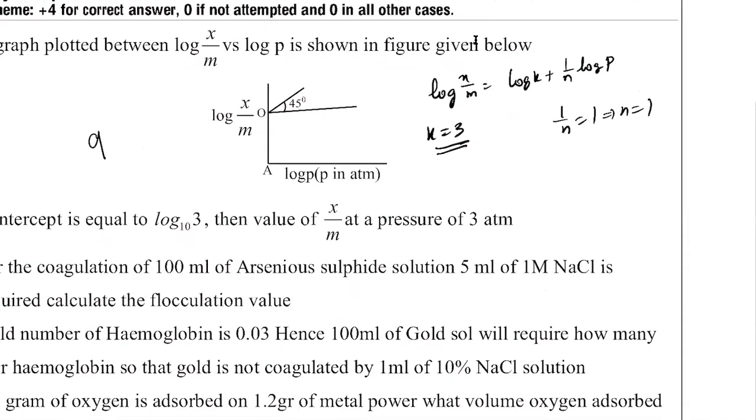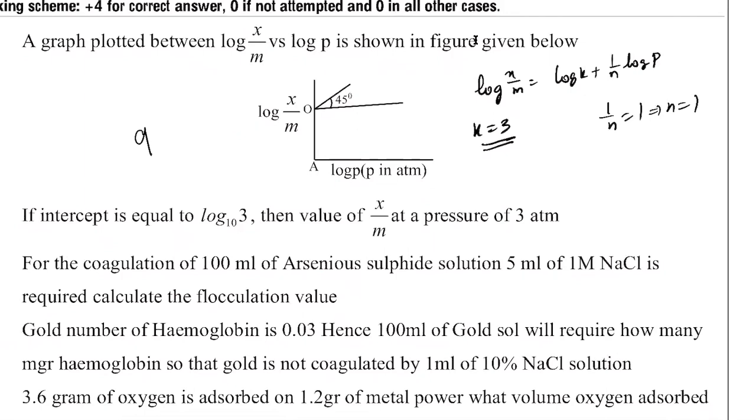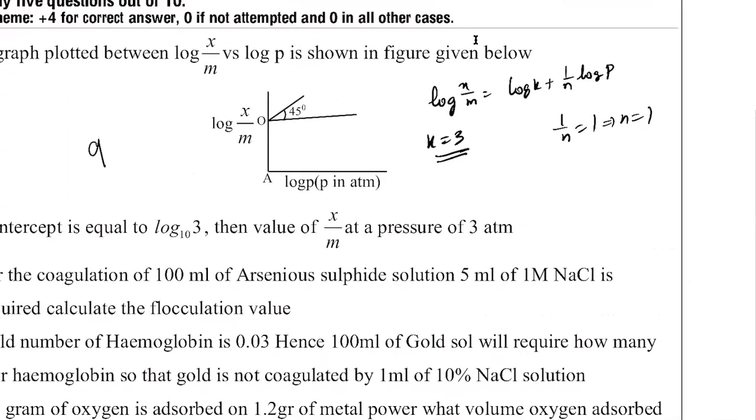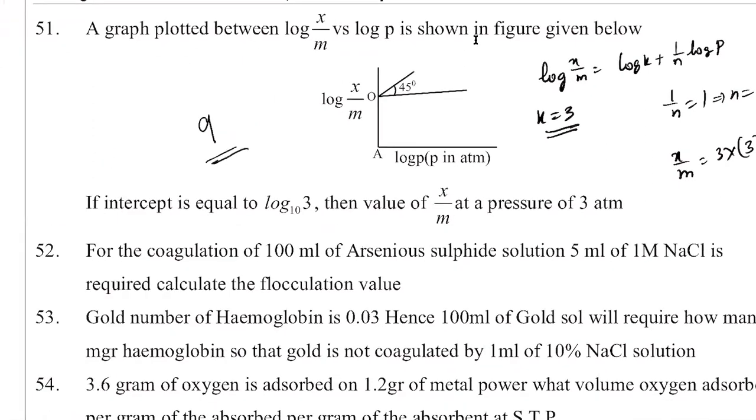Right. So this value is given, and pressure is also given, so we can calculate x by m. So x by m is equal to 3 times pressure, which is 3 raised to the power of 1. So 9. I think you will get the answer as 9.